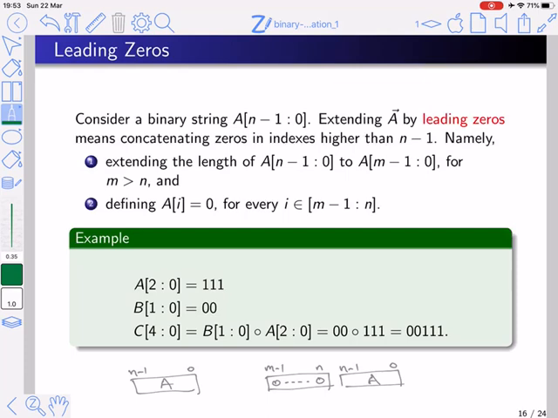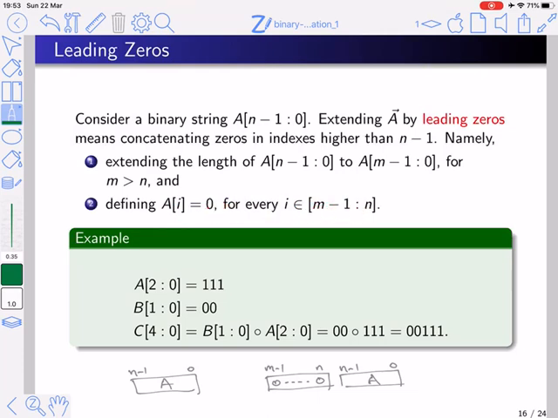Okay. Consider the following situation. I have a binary string A, and I extend A by leading zeros. What does that mean? I concatenate zeros in indices that are higher than n minus 1. Namely, I extend the length of A, that has n bits, to m bits, where m is greater than n, and I define the new bits, a_i, for i from m minus 1 to n, to be equal to 0.